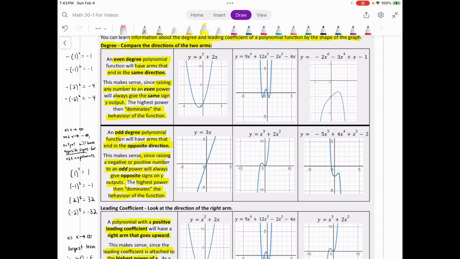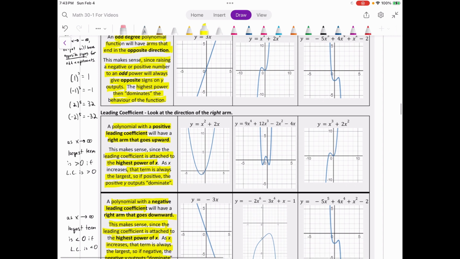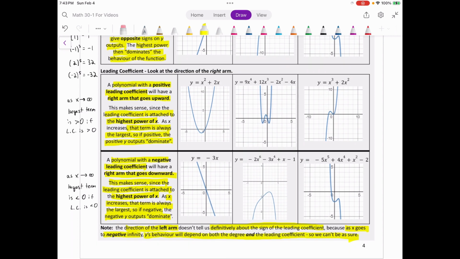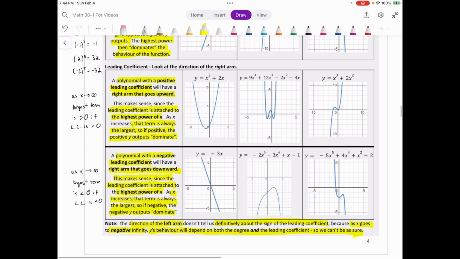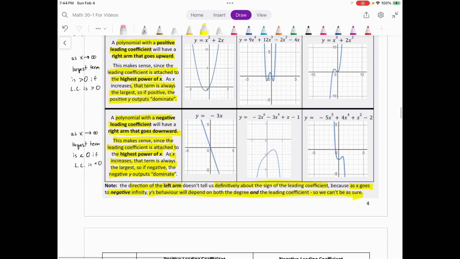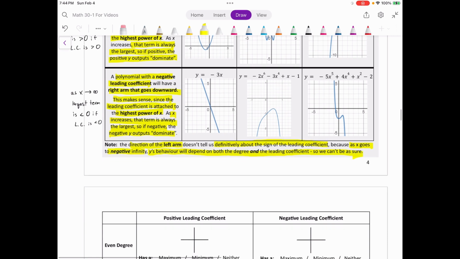Whereas an even degree, even exponents, will give us the same sign outputs, whether x is going to positive infinity or negative infinity, right? And then for leading coefficient, if the biggest term is attached to a negative, well then as that x gets larger and larger in the positive direction, we get a bigger and bigger negative. So right arm would go down, right? If it's attached to a positive coefficient, like these, then as x gets larger and larger in the positive direction, it just gets bigger and bigger in the positive direction as well, right? So right arm goes up, positive. Right arm goes down, negative leading coefficient.